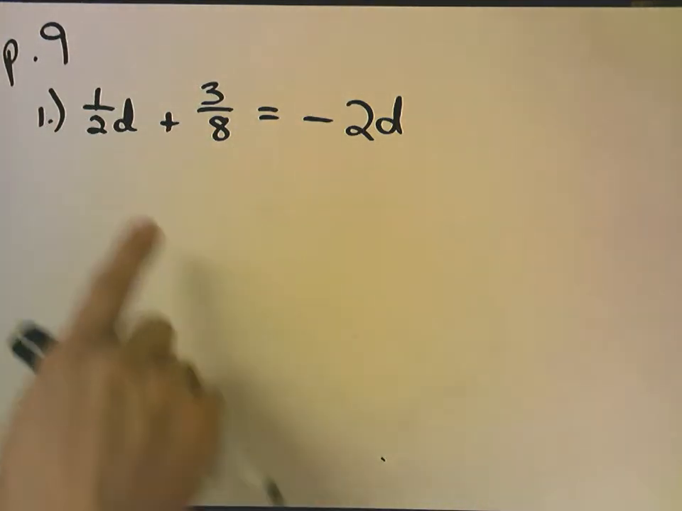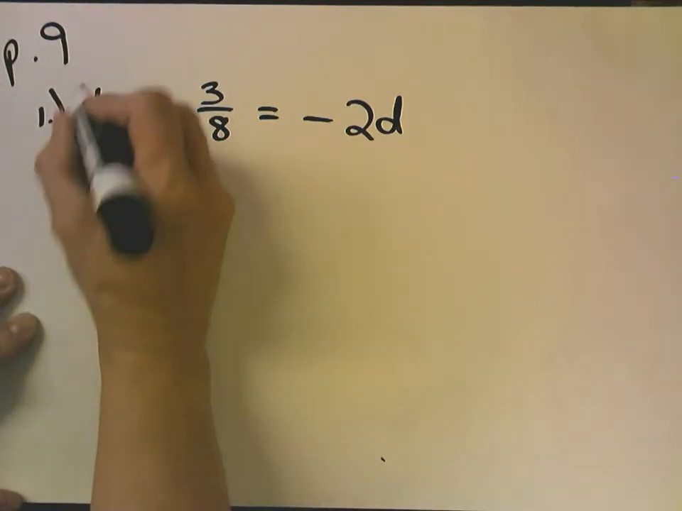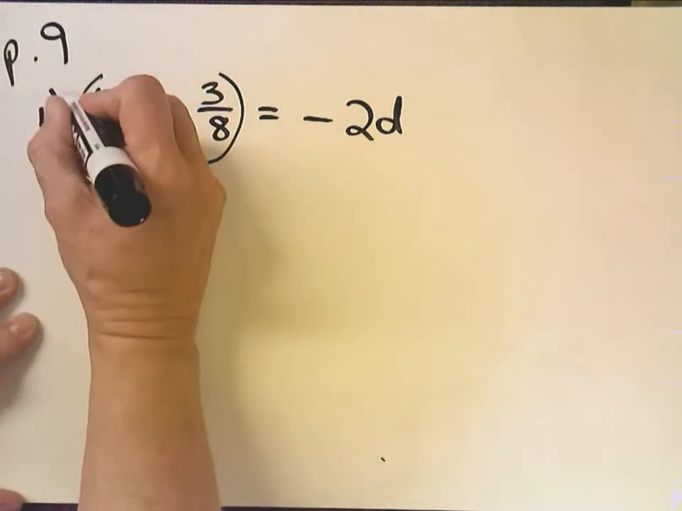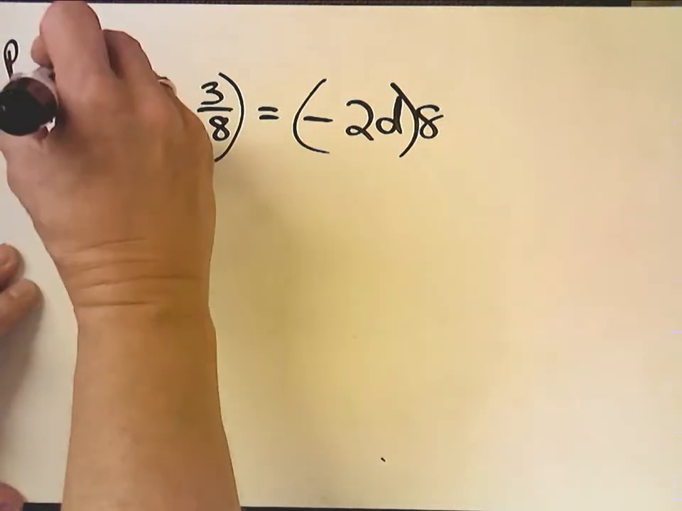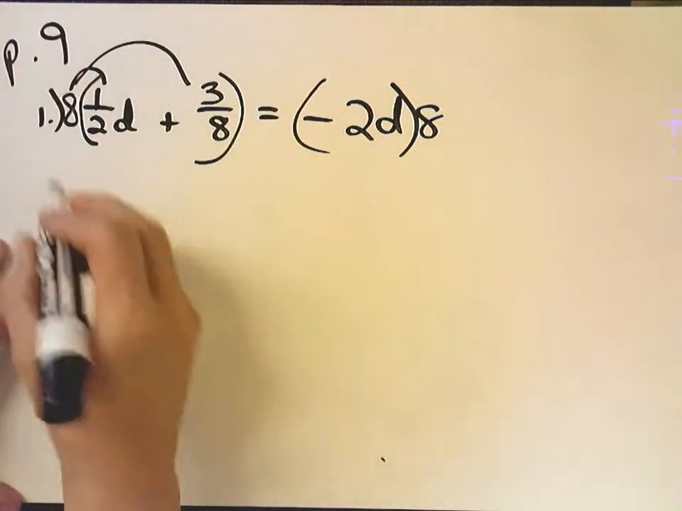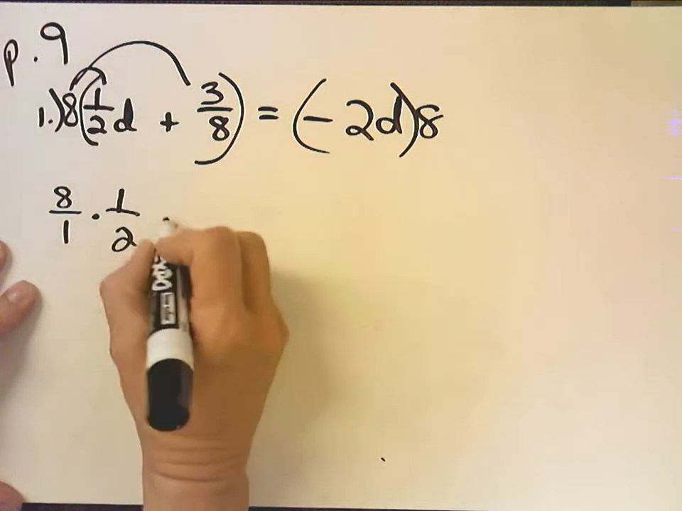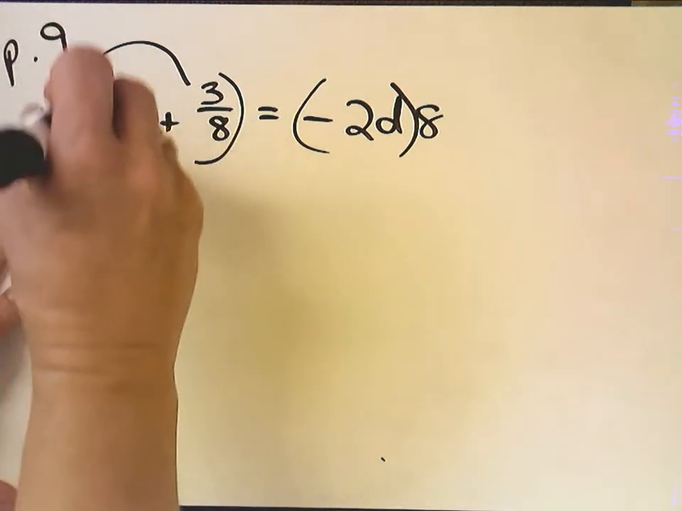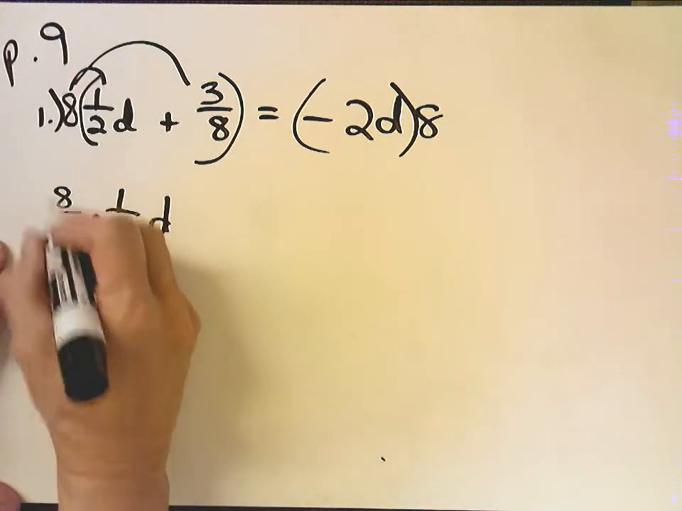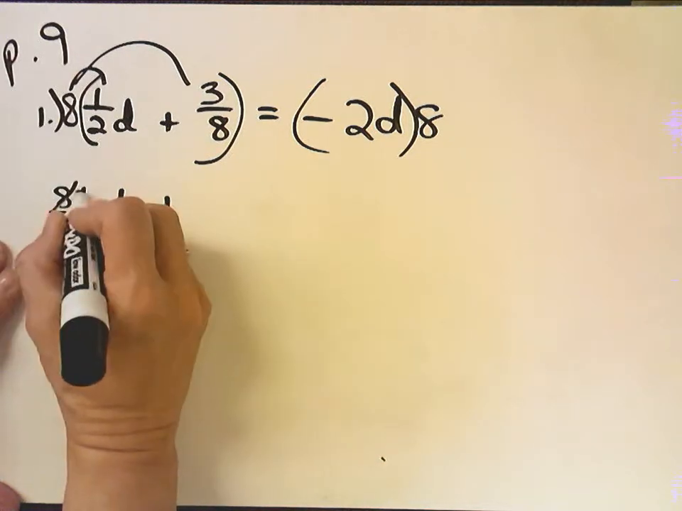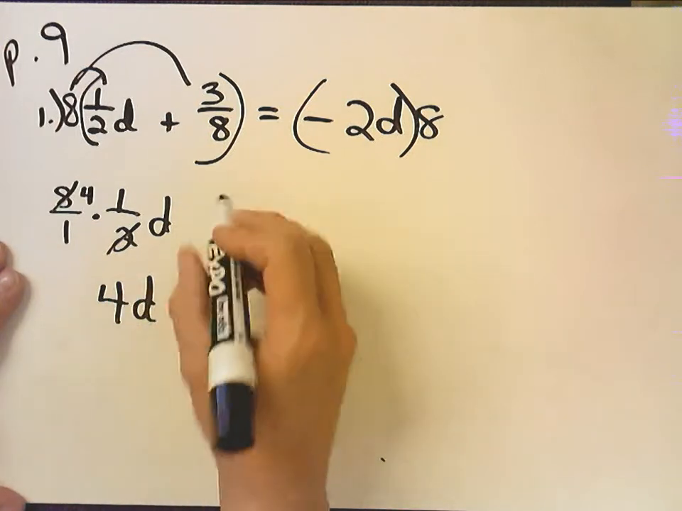Now in this case, the lowest common denominator is 8. So I am going to multiply this whole side by 8 and this by 8. So that means I have to distribute to both terms. Now, if you can do this step in your head, that's fine. Some people will want to. Some people will want to see it written. So if I'm multiplying 8 over 1 times 1/2, I can use my superpower and I get 4D.